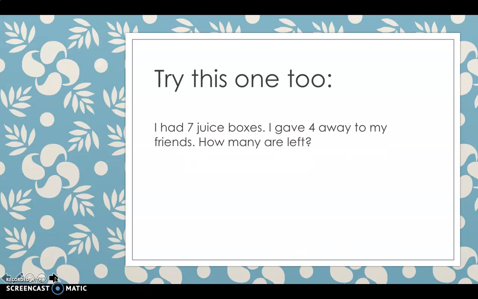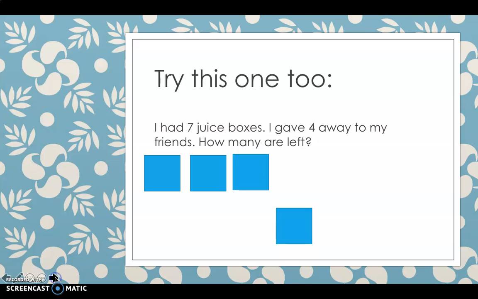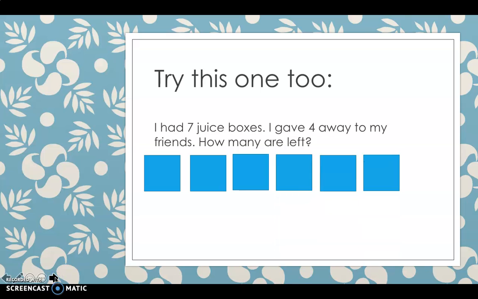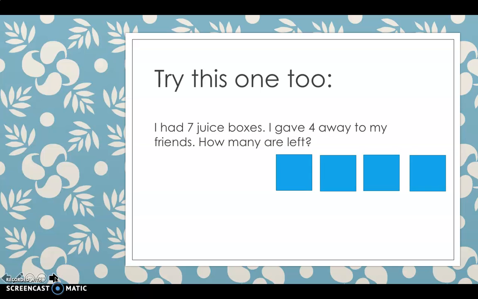Try this one too. I had 7 juice boxes. I gave 4 away to my friends. How many are left? Well, I think if I'm giving some away, my number's going to get smaller. Let's try drawing this and see what happens. A picture always helps with a number sentence and a number story. So here we go. Where are our 7 juice boxes? Let's draw them. 1, 2, 3, 4, 5, 6, 7. 7 juice boxes. Now I'm going to give some away to my friends. I'm going to give away those 4. Let's try it. 1, 2, 3, 4.